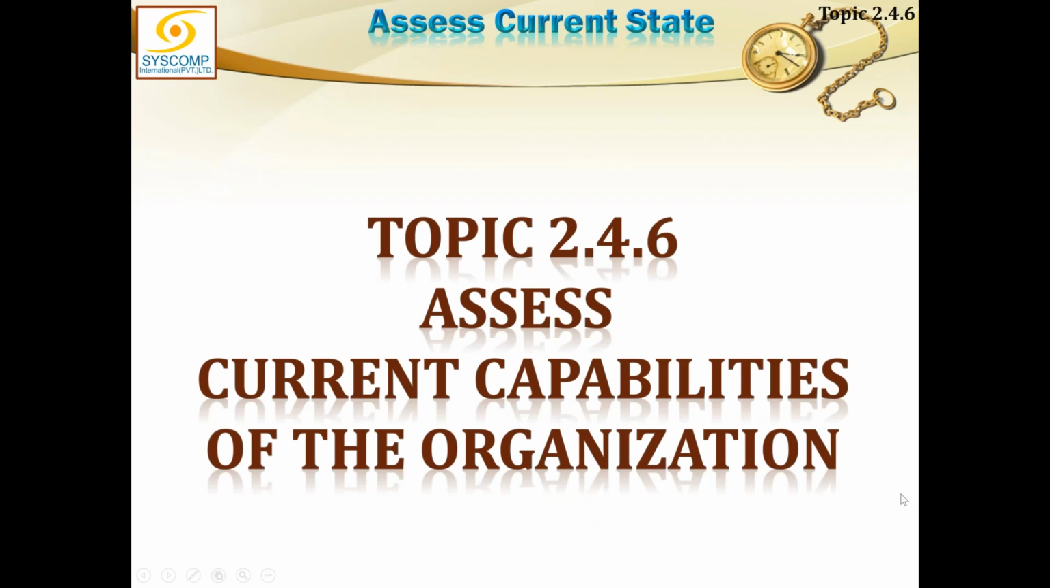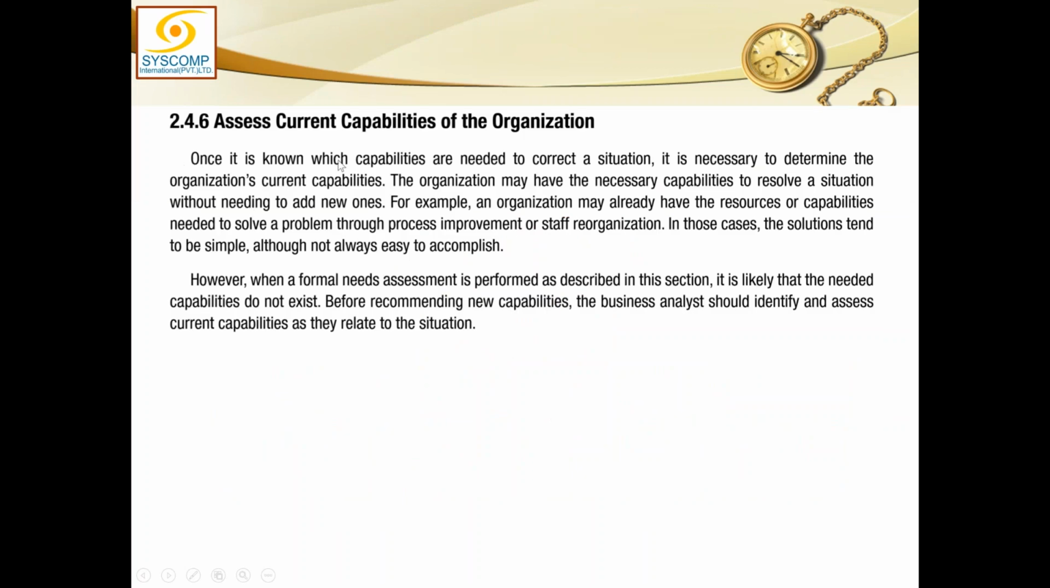Then is assess current capabilities of the organization. You have already done the assessment of what capabilities you need to have. Now, what are the capabilities you already have? Once it is known which capabilities are needed to correct a situation, it is necessary to determine the organization's current capability. What we can do right now. We have determined what we need to do, what capabilities we need to have, but what capabilities do we have right now? The organization may have necessary capabilities to resolve a situation without needing to add new ones.